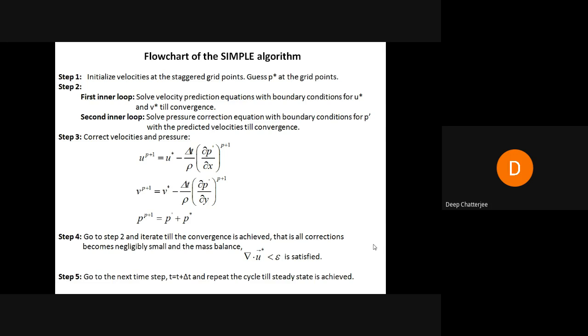And what is the convergence criteria for the time step? I mean, when will we stop? If you want to check the steady state, that is U P plus 1 minus U P is less than 10 to the minus 3 or 10 to the minus 4, then you have to stop the calculation. That means you have reached steady state. Okay.